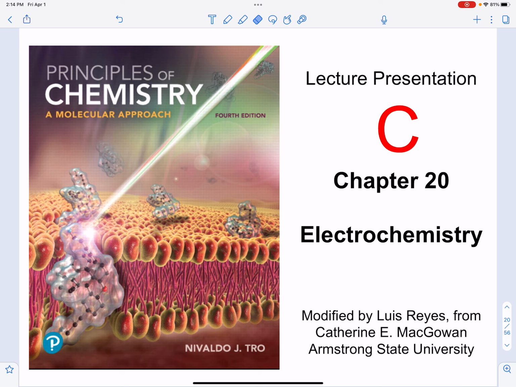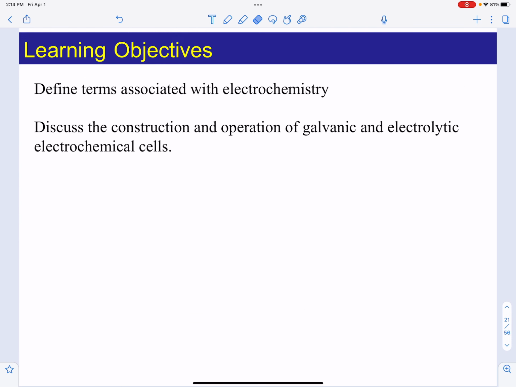In this part, we're going to learn everything we need to learn about galvanic cells or batteries. So we're going to learn the terms associated with electrochemistry. It's the production of energy in the form of electricity from chemistry reactions. And we're going to see how we construct and operate a galvanic cell, which produces energy. And we will briefly talk about electrolytic cells, which consume energy.